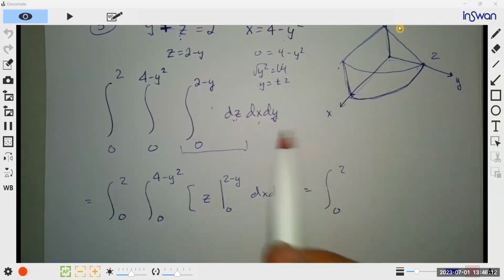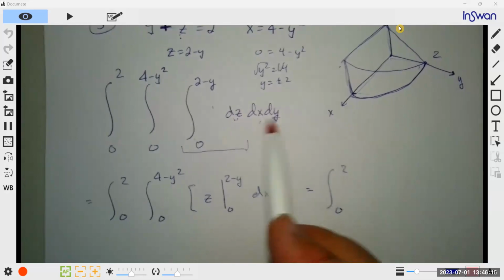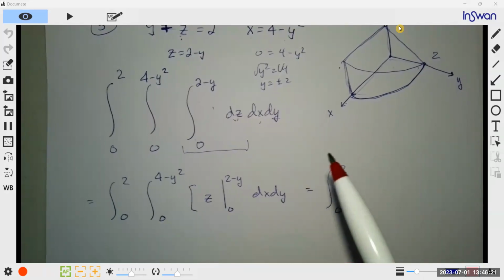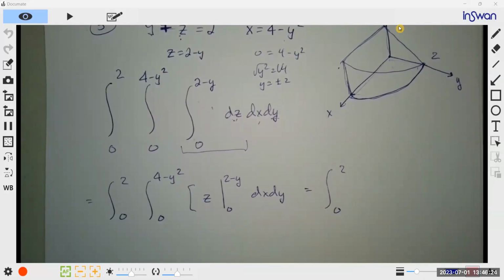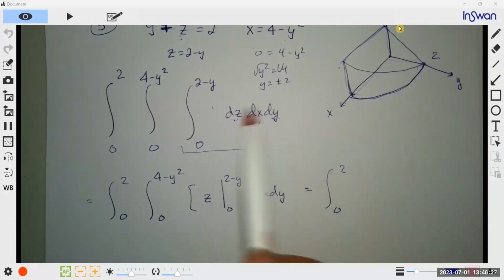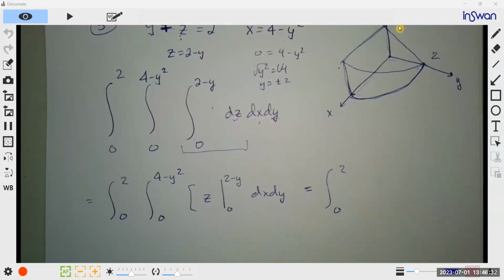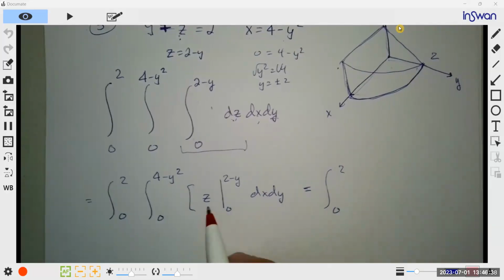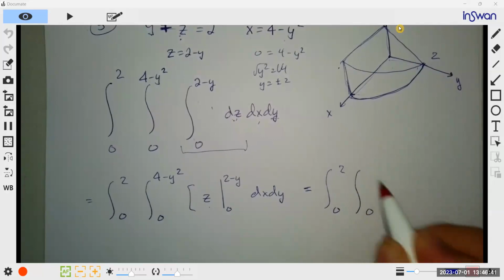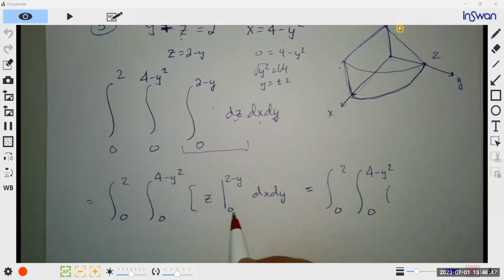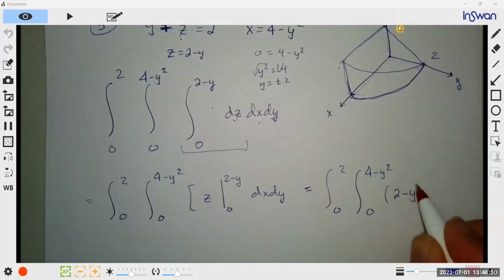Just a side note before going further. You could put them in any order you want to, but sometimes it'd be more difficult than if you chose another one. So if you start a method and it gets too difficult down the path, stop, redo the bounds, and try again, as we saw earlier with that cosine e to the power z y squared. All right, so x from 0 to 4 minus y squared, 2 minus y minus 0, it's 2 minus y dx dy.